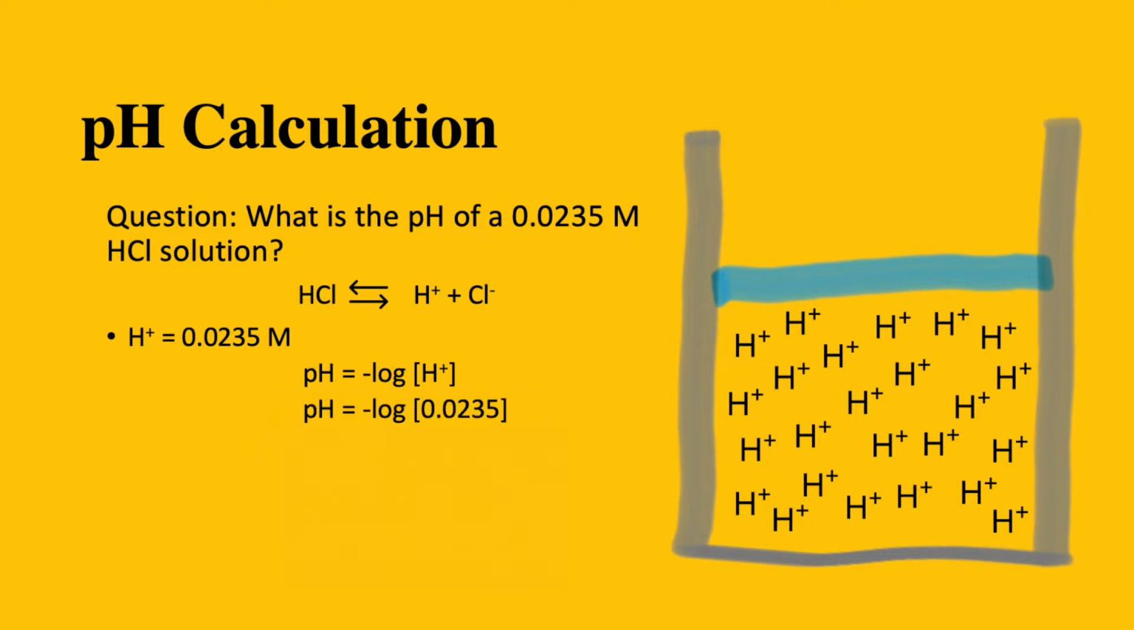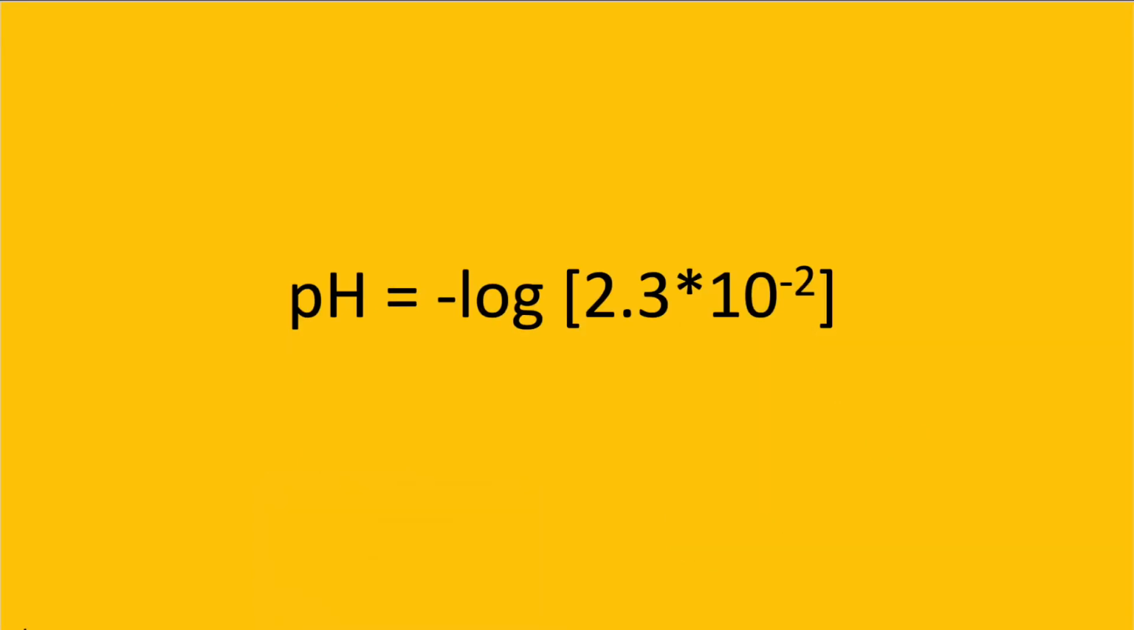The pH in this circumstance would be equal to negative log of 0.0235. This can also be written as pH equals negative log of 2.3 times 10 to the power minus 2. This is just the initial concentration represented in standard notation. Writing the equation in the second way gives you an easy way to ballpark what the pH of a given solution is, especially for the MCAT when you don't have a calculator.